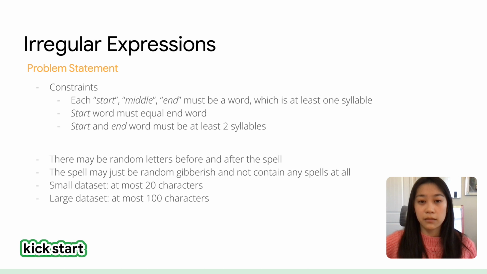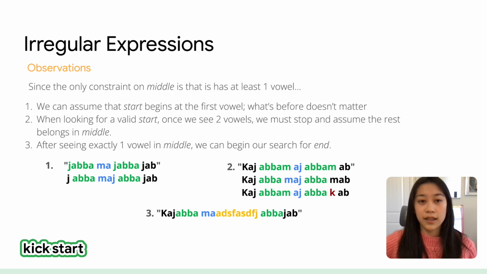There may also be random letters before and after the spell, and the string might not contain a valid spell at all. So what we're looking for is if there's some substring in the given input string that starts and ends with the same two or more syllable word, with at least one vowel between them. In the small dataset, the given string will have at most 20 characters, and for the large dataset, at most 100. Let's look at some examples.